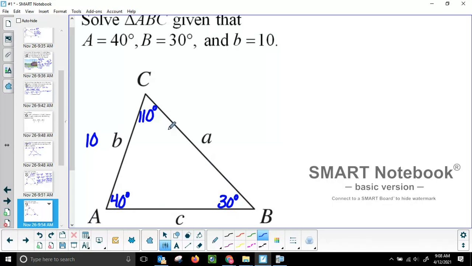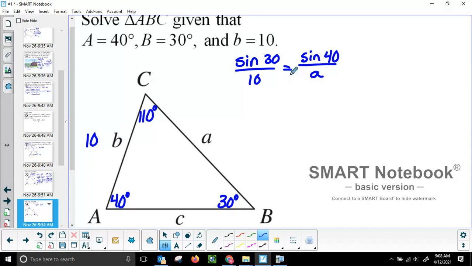So now we just go ahead and use our law of sines, right? We're missing A and C. So we know that we're going to have to use sine of B over B. So sine 30 over 10. And then it doesn't matter whether we find A or C first. I'll just go ahead with A. So sine of angle A, which is 40, over side A.